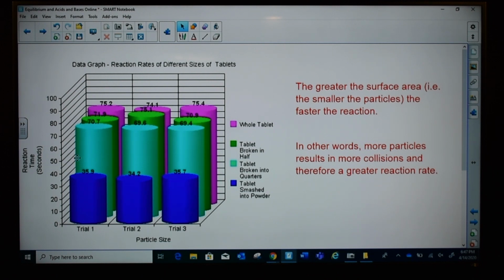So down here, the student is showing us this is the smashed up Alka-Seltzer, and so the reaction times were very, very small, 35 seconds, 34 seconds. And then as the particle size is increased, the reaction time was a lot longer to get that reaction going and continuing. So the more particles results in more collisions and therefore a greater reaction rate.